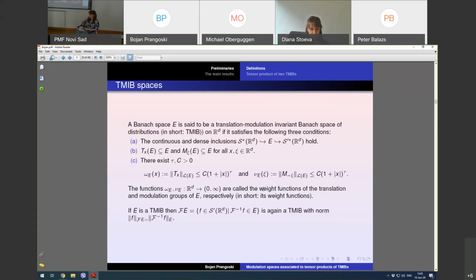Of course, if E is translation-modulation invariant, then the Fourier image of E is also translation-modulation invariant. This is simply because the Fourier transform changes translation into modulation and vice versa. Just a few examples before I continue.